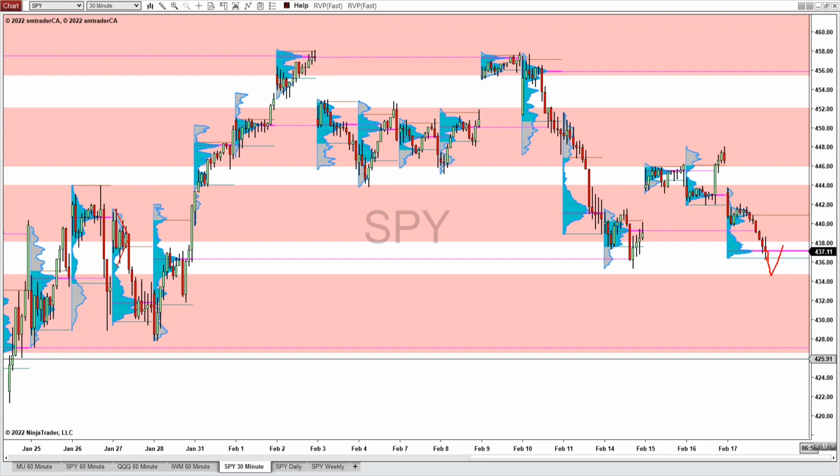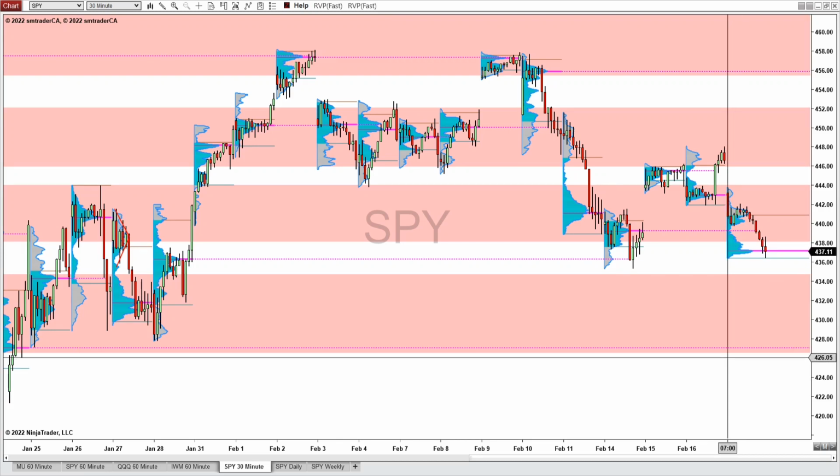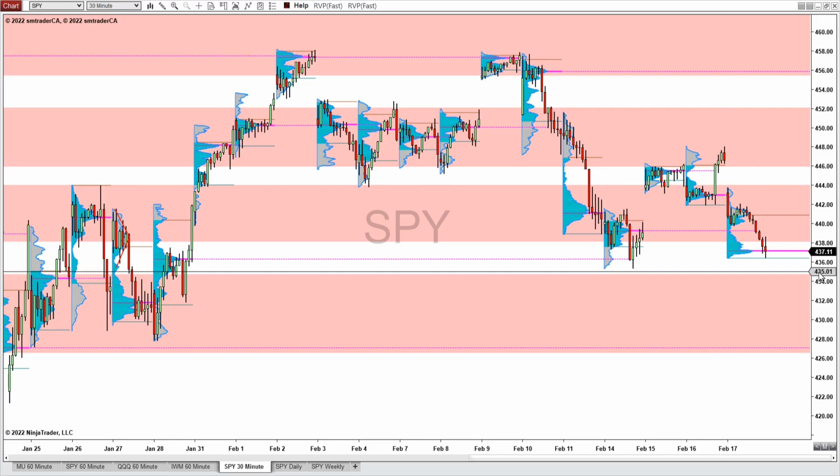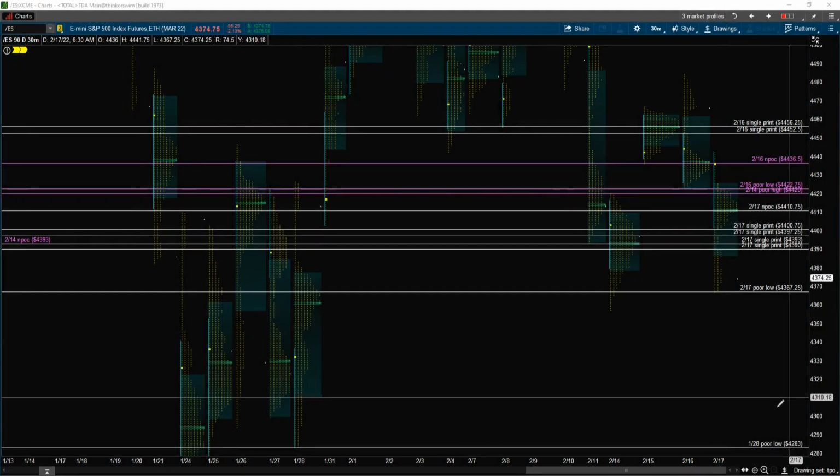If it opens on the downside, and doesn't get a bounce and get into the zone, then we could be looking at a move coming down to this point of control here, this naked point of control, and that would be somewhere around 427. So that's basically what I'm looking at. All right, let's take a look at the ES market profile chart here.